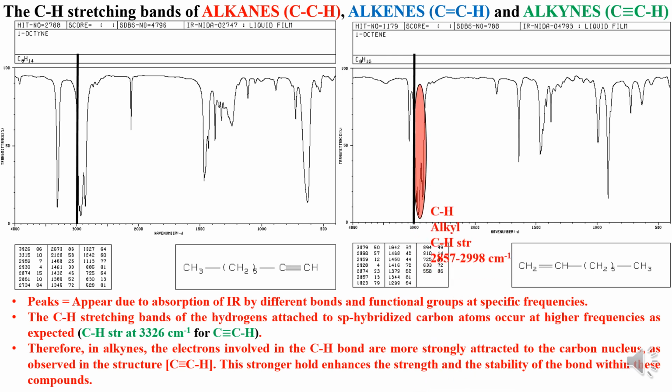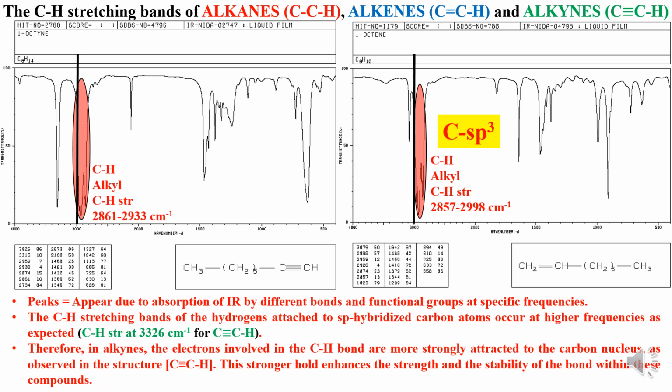So in case of 1-octane, the CH stretching bands of hydrogen attached to the sp3 hybridized carbon atoms occur at lower frequencies, somewhere around 2857 to 2998 centimeter inverse. And here the carbon atom is sp3 hybridized. And likewise in case of 1-octane, you find the CH stretching bands of hydrogens attached to sp hybridized carbon atoms occurring at lower frequency.